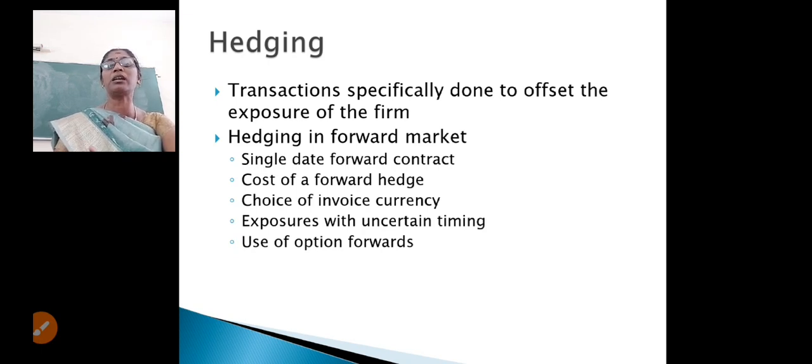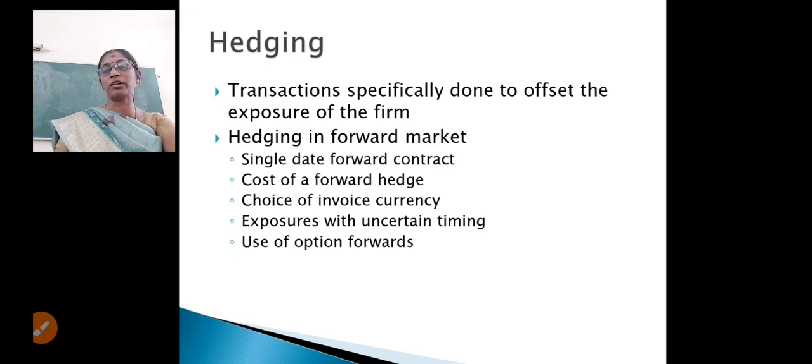The first one is the single date forward contract. We should not give a time gap, like within a particular date. No, we should not give that. Only on the date we have to give. So this is one type of reducing risk. The next one, cost of a forward hedge. That means I am going to make another hedging transaction, which is considered a risk reducing thing, as a forward contract prior to my forward market dealings.